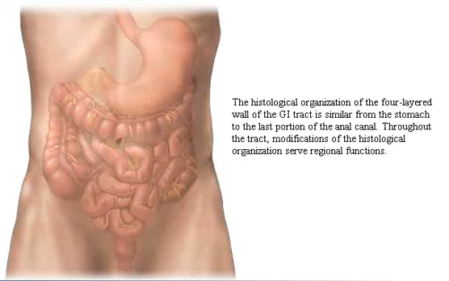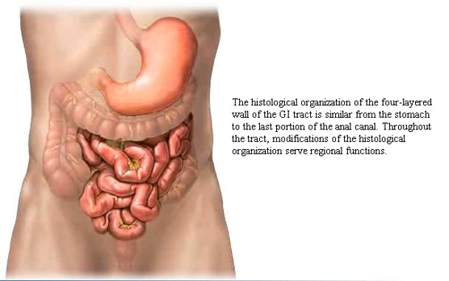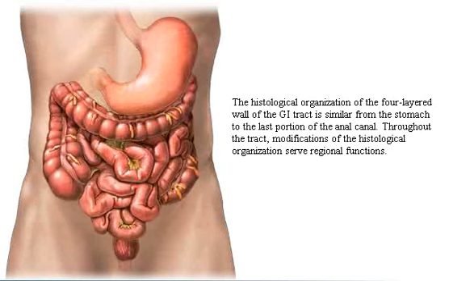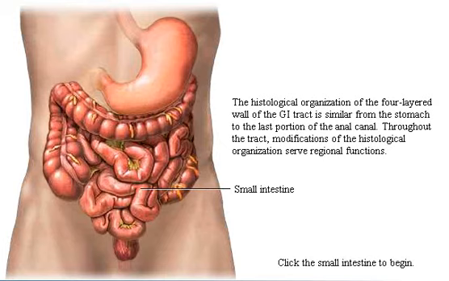The histological organization of the four-layered wall in the GI tract is similar from the stomach to the last portion of the anal canal. Throughout the tract, modifications of the histological organization serve regional functions. Click the small intestine to begin.